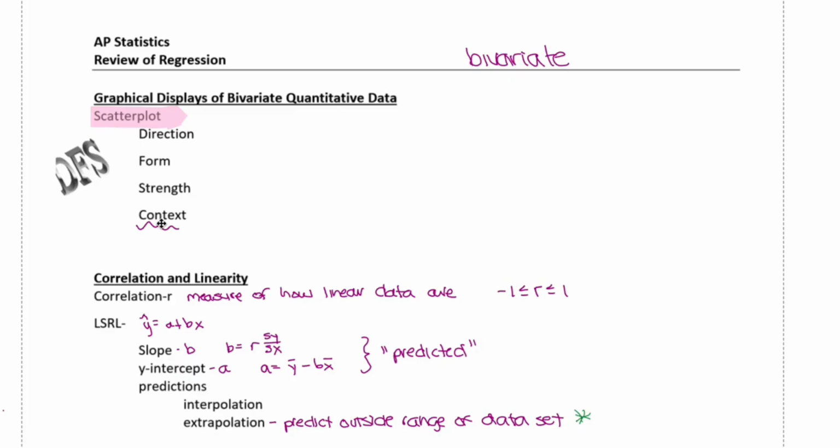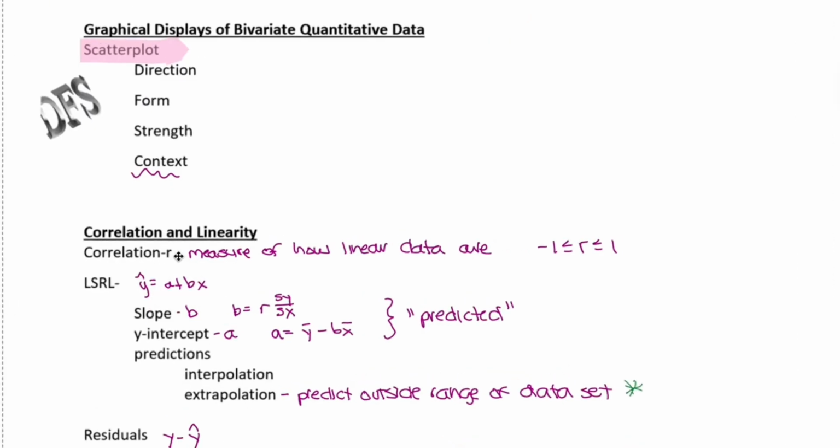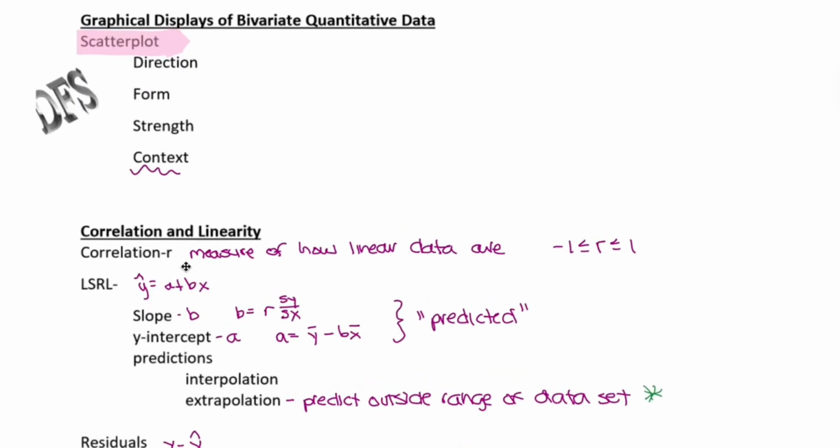Correlation and linearity. Correlation, also known as r, is a measure of how linear the data are. And r can be between -1 and 1, including -1 and 1. Remember, when r equals 1, the data are completely linear. When r is equal to -1, that also means a perfect linear relationship, just negative. So don't confuse yourself: if r equals -1, it does not mean the data have no correlation. That is not the case. It just means the correlation is negative.